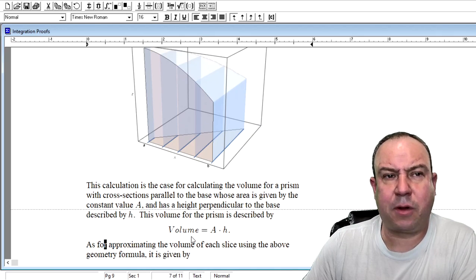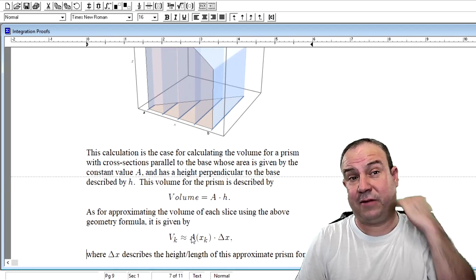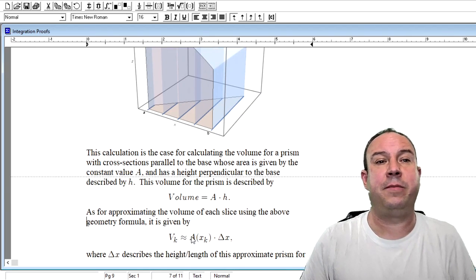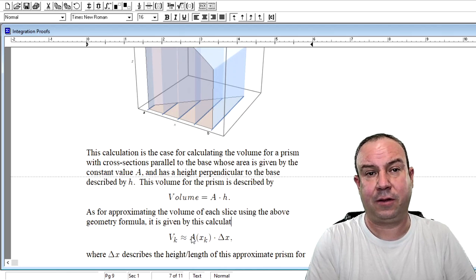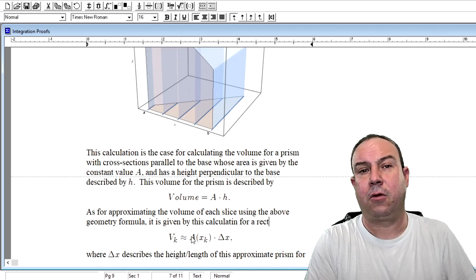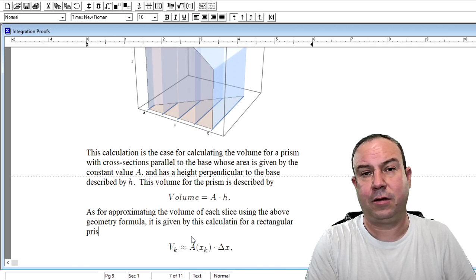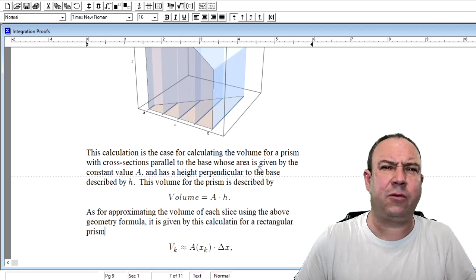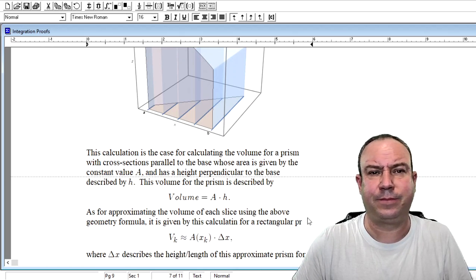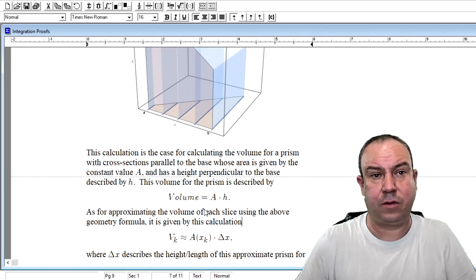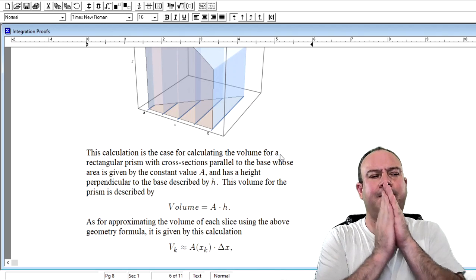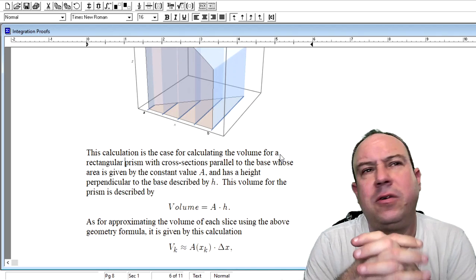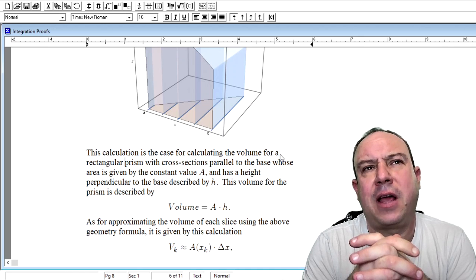What we ought to note is, as for approximating the volume of each slice using the above geometrical formula, it is given by this calculation for a rectangular prism. And I do think we want to leave this as rectangular. It is going to be a rectangular prism that we always see happen here, folks. All right, and that rectangular prism is going to play a role.